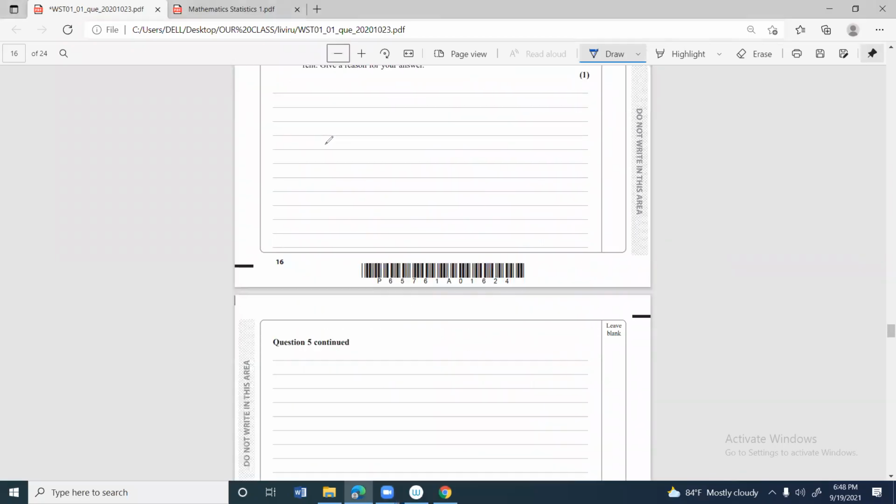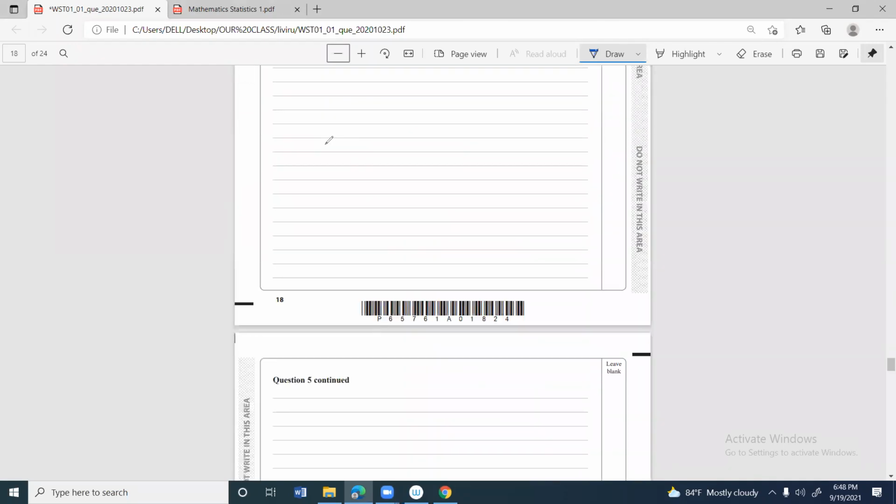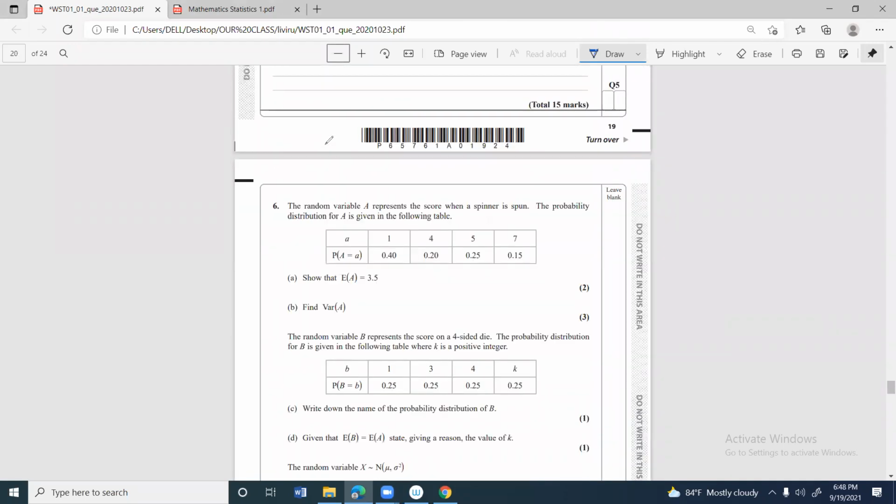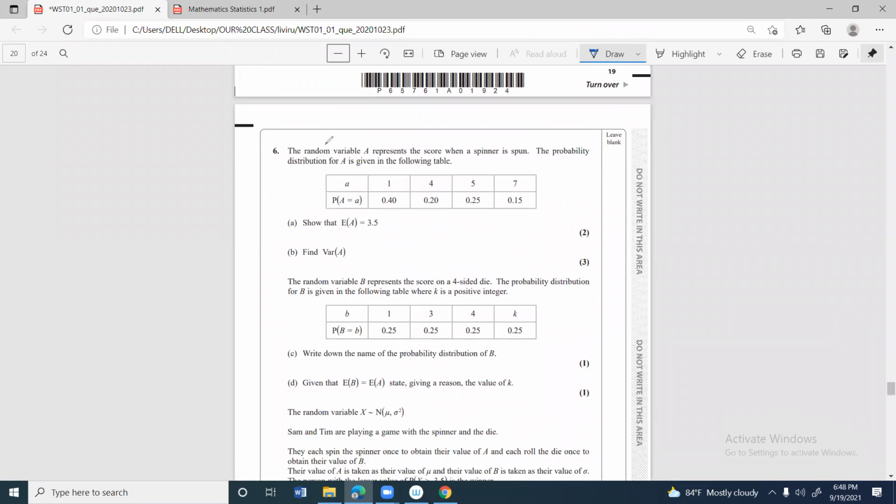Right. Now, when you come up to this question over here, we work out and see. The random variable A represents the score when the spinner is spun. The probability distribution of A is given in the table. Show that E(A) equals 3.5. This is pretty simple. You can get the value for E(A) by 1 into 0.4 plus 4 into 0.2 plus 5 into 0.25 plus 7 into 0.15. If you do this, you get the answer 3.5.